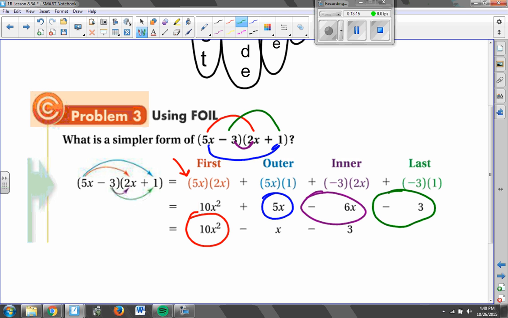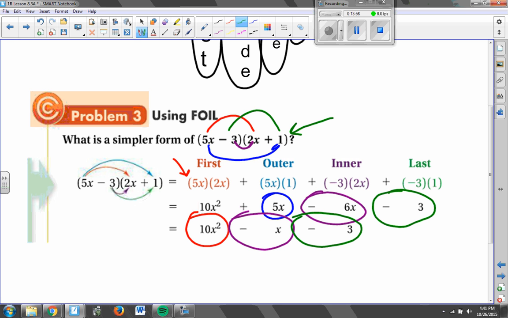Okay. So that's just an order in which we're multiplying things. Hopefully that makes sense. The first term, the outside terms, the inside terms, and then the last terms. And then once again, we just have to put together our two middle terms. 5x minus 6x gives me a negative x right there for your x term. And then minus 3 stays the same. So 10x squared minus x minus 3. That is the simpler version of this big, long expression right there. FOIL, again, first, outside, inside, last.